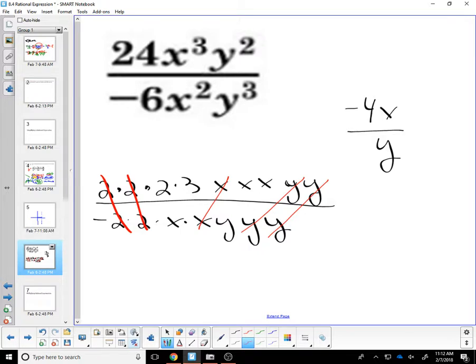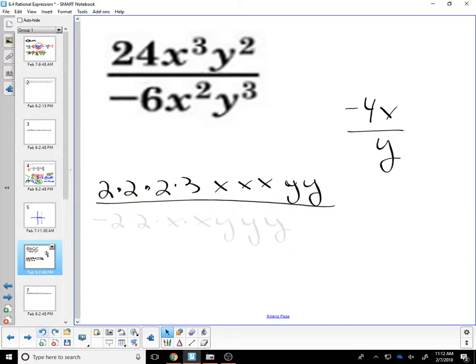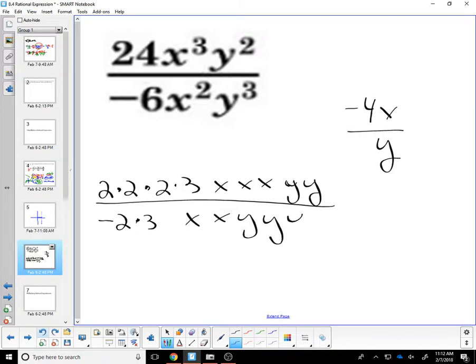Oh, I'm missing something. My bad. I didn't factor this one right. So let me undo all this. I apologize. 2 times, that should be 2 times 3, so negative 2. 6 is 2 times 3. It's not a 4. What am I thinking? And then I've got 2 x's and I've got 3 y's. Okay? That's correct. Thank you. Thanks for sharing something right there.